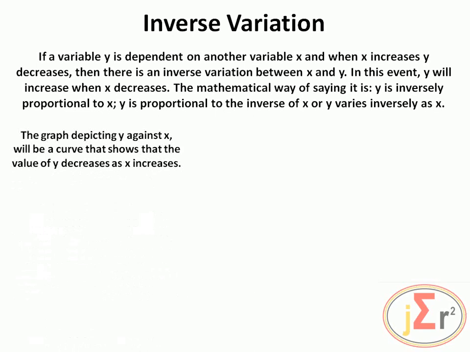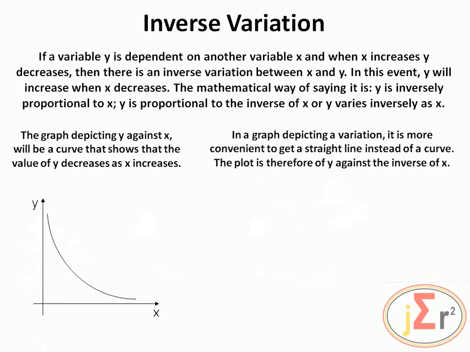The graph depicting y against x will be a curve that shows that the value of y decreases as x increases. Like that. In a graph depicting a variation, it is more convenient to get a straight line instead of a curve. The plot is therefore of y against the inverse of x. And the y against the inverse of x turns out to be a straight line.